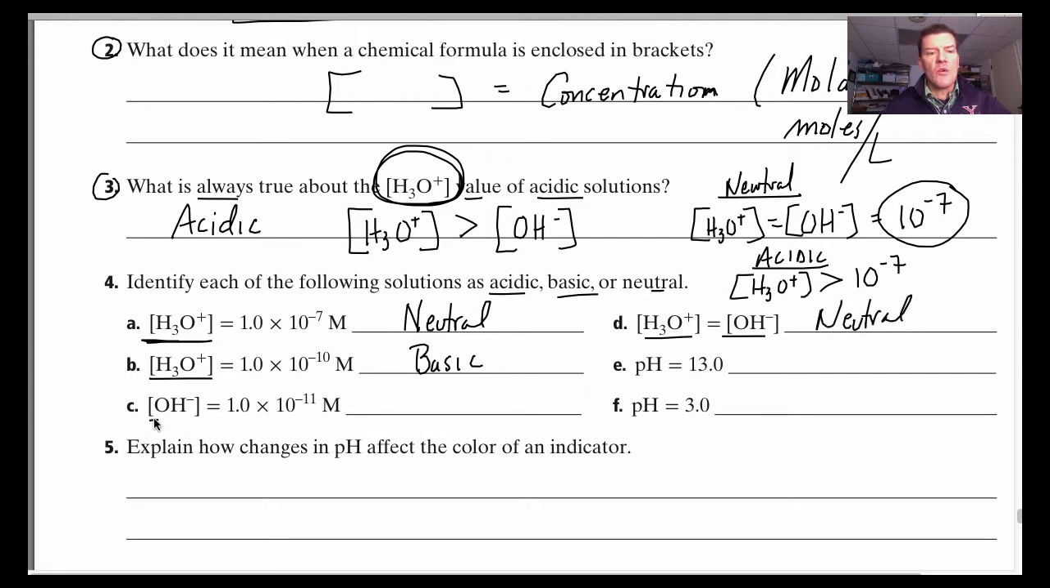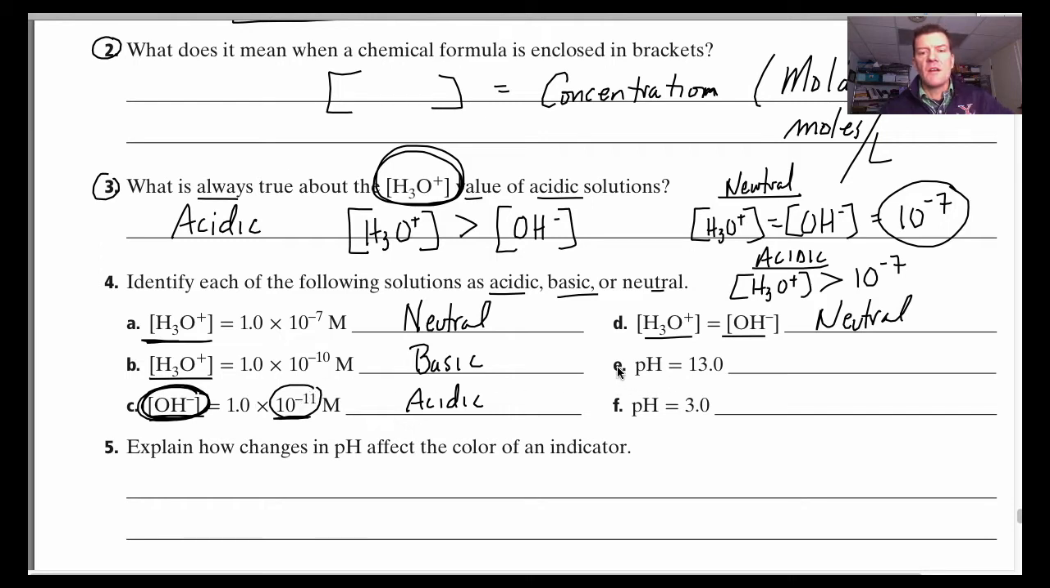Okay? What about the OH, the hydroxide ion? If hydroxide ion is greater than 10 to the negative 7, then it's basic. You've got more hydroxide than you would hydronium. And so in this case, 10 to the negative 11 is less than 10 to the negative 7. So you have fewer hydroxide ions than you would hydronium. So this is going to be acidic. The hydroxide ion concentration is very small, less than 10 to the negative 7.